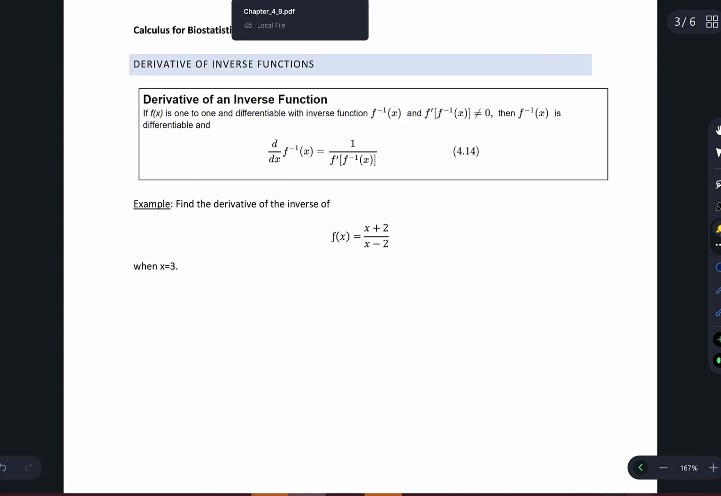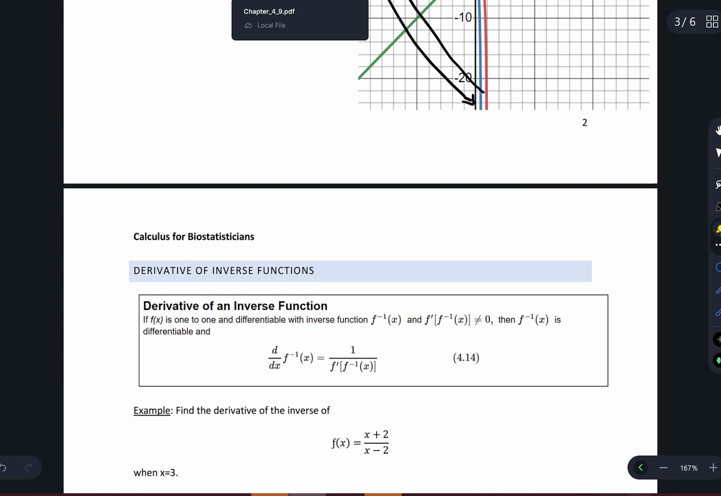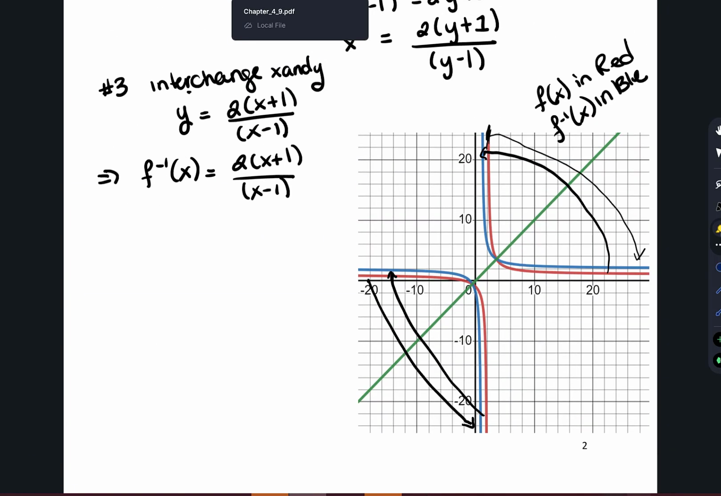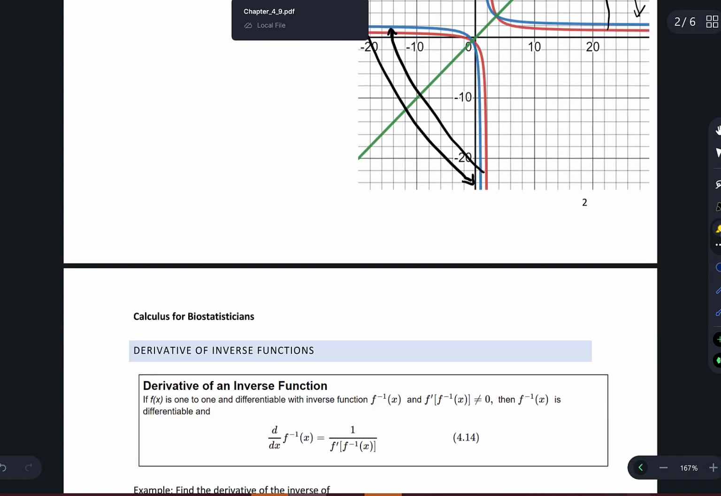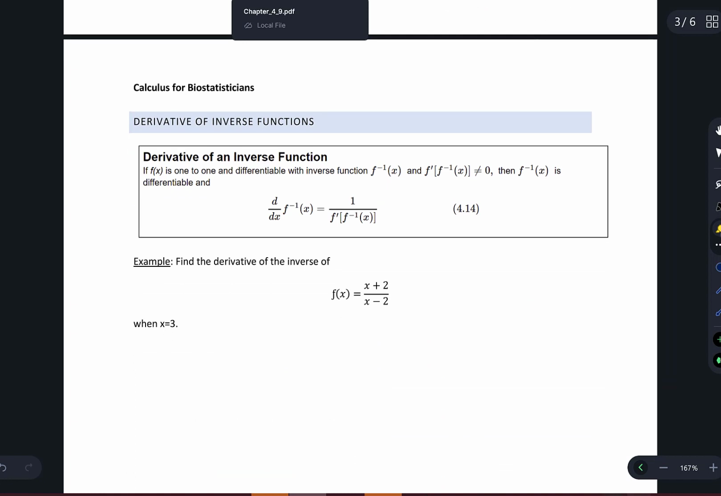So we can find the derivatives of an inverse function, and we can do this one of two ways. The first way is we could first find the inverse function, like we've done here, and take the derivative, or we could apply this rule right here. And the rule says that if f of x is 1-to-1 and differentiable with an inverse, and the derivative evaluated at the inverse exists, then the inverse is differentiable, and this is what the derivative of that inverse is.